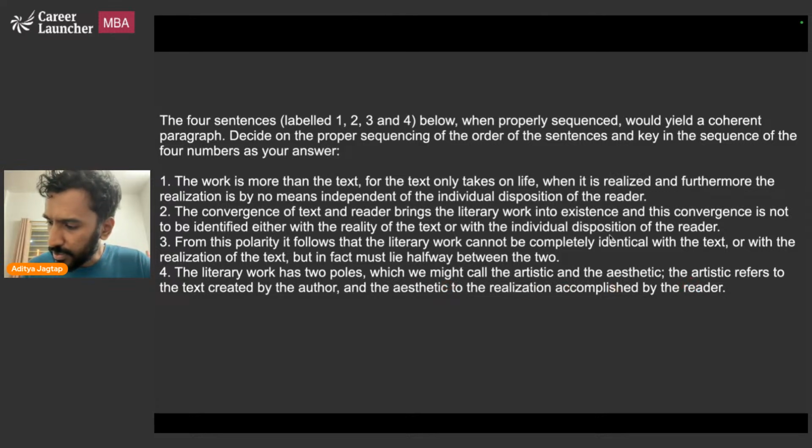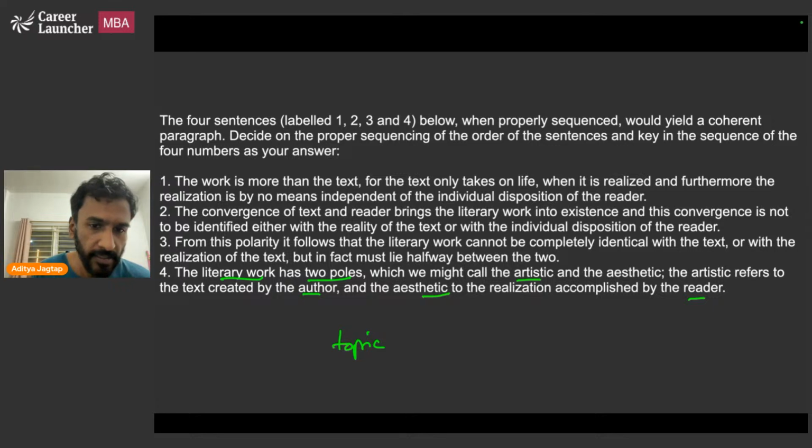So the author is trying to draw to this idea of two poles of literary work. One is artistic, which is author, and aesthetic, which is the reader. The reader plays a role, the author plays a role. So I've simply looked at information which is topic based. Right now, if I find similar topic based information in some of the other sentences, maybe I can make a connection. Another piece of information that we'll find in sentence 3 is from this polarity. This is really important, right? This is a sentence connection type of keyword.